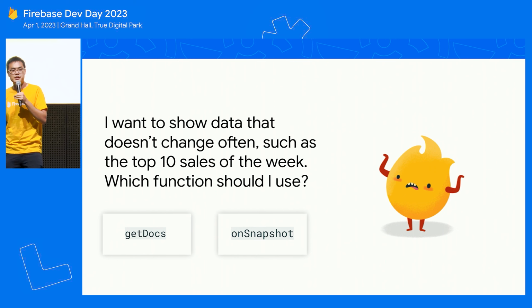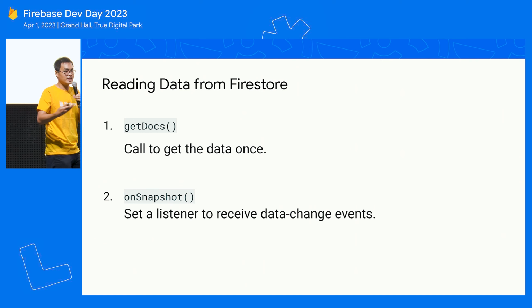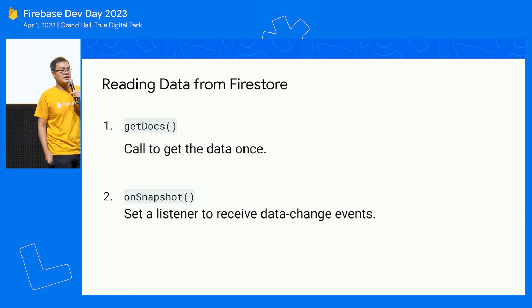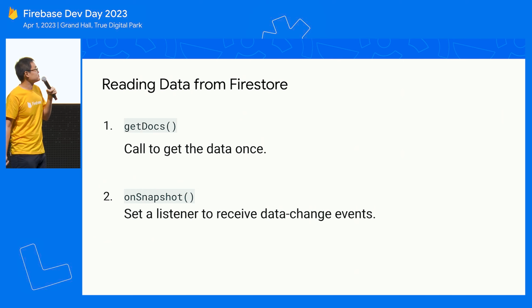So let's take a quick recap of what each API does. So we have our get docs. Get docs basically means to get the documents in the collection. That's simple as it is. And on snapshot is to get the documents with an event listener that listens to data changes, right? So both of these APIs can be used to retrieve data. You as a developer, what do you think is a better option?